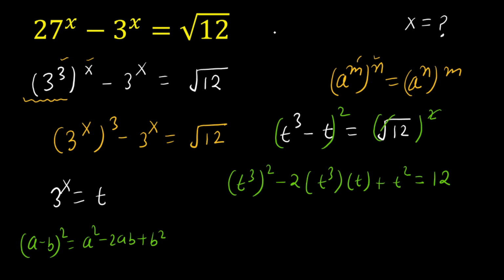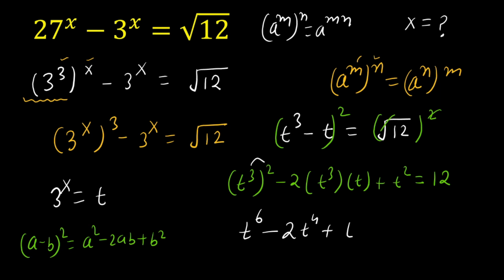Now here if we apply the rule (a^m)^n = a^(m·n), then 3 and 2 are multiplied, and we get t^6. Then t^3 multiplied by t gives t^4. Here we have −2t^4 + t^2, and if we take 12 to the left-hand side, it is minus 12, and this is equal to 0.